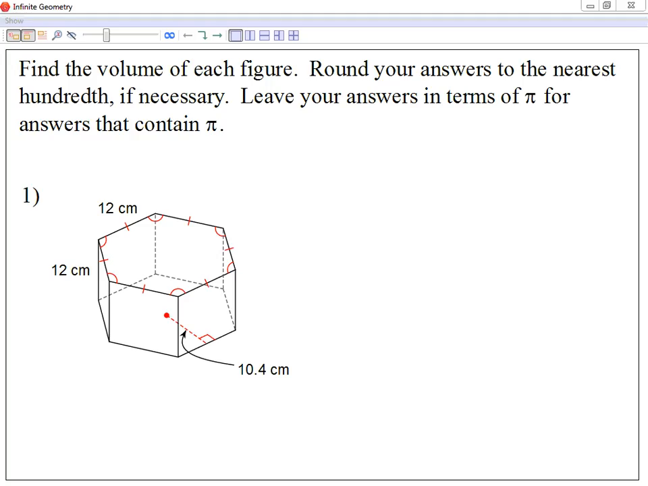Alright, let's take a look at our worksheet. The instructions on the worksheet say, find the volume of each figure. So we're going to do volume. Round your answers to the nearest hundredths if necessary, so 2 decimal places. Leave your answer in terms of pi for answers that contain pi.